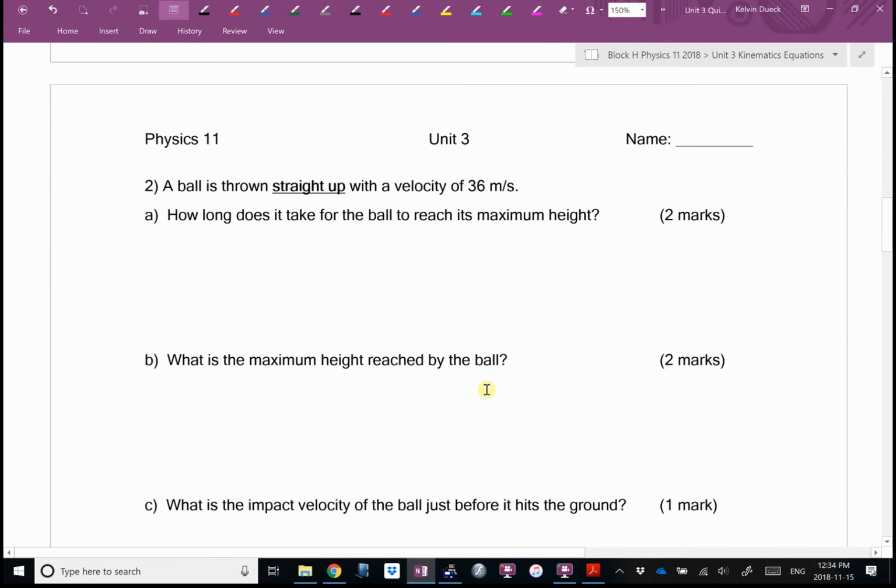Number 2. A ball is thrown straight up with a velocity of 36 meters per second. How long does it take for the ball to reach its maximum height?